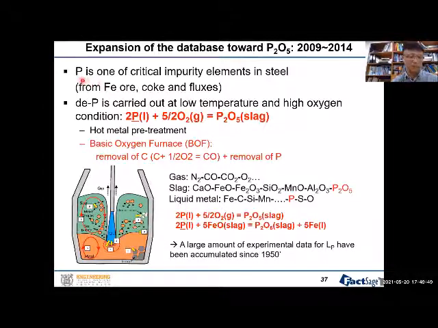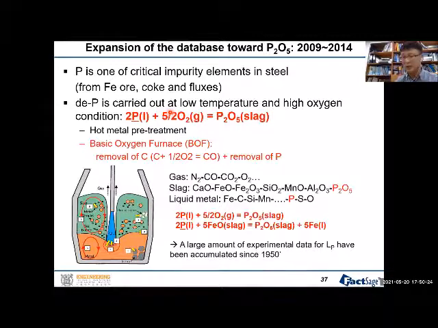This impurity comes from the iron ore and the coke we are using in the original process, so we cannot get rid of it easily. So people design processes to remove the phosphorus. This is the typical phosphorus removal reaction. We have phosphorus in the liquid steel, and if you inject oxygen, we can make P2O5. If this goes as a forward reaction, then I can reduce the phosphorus content.